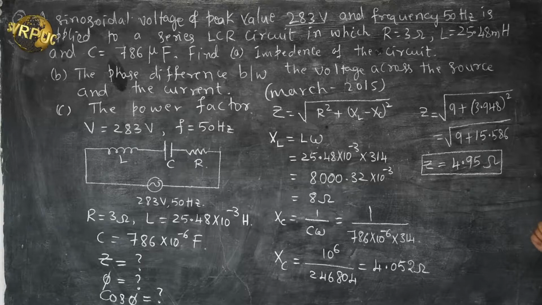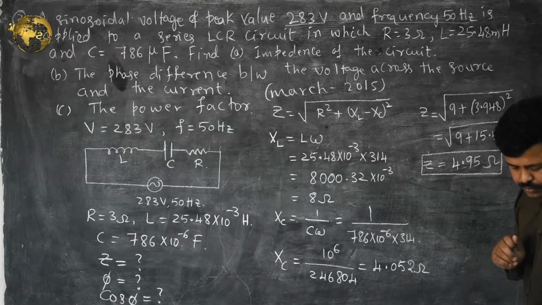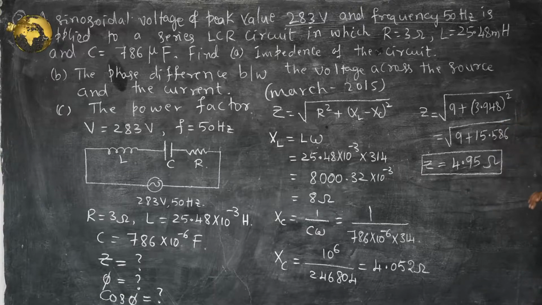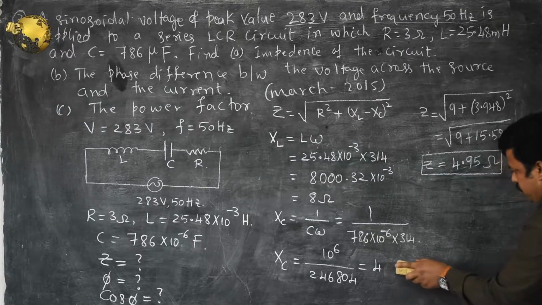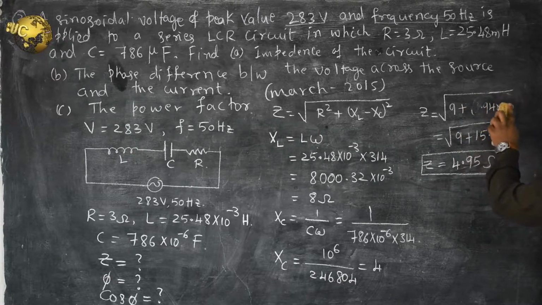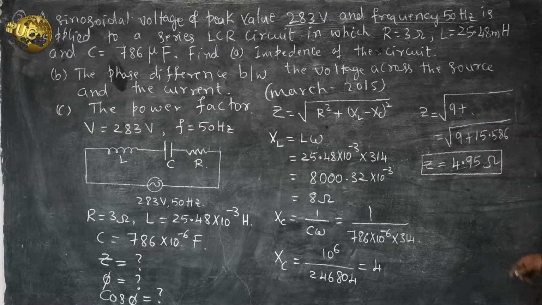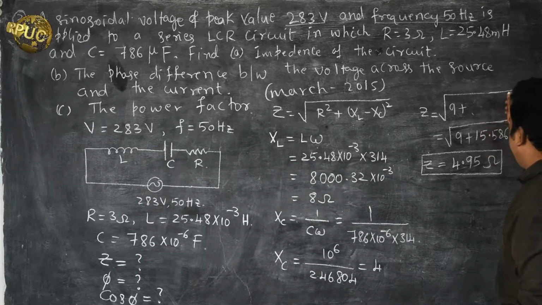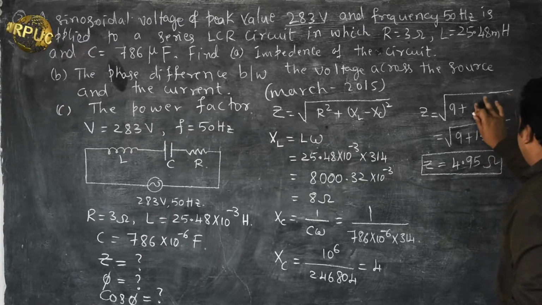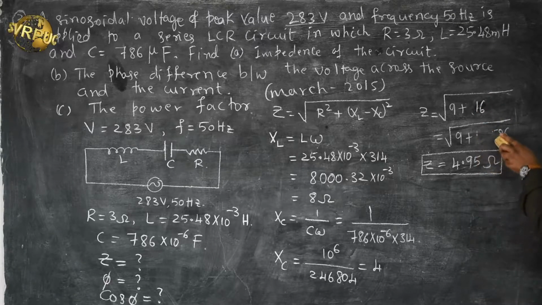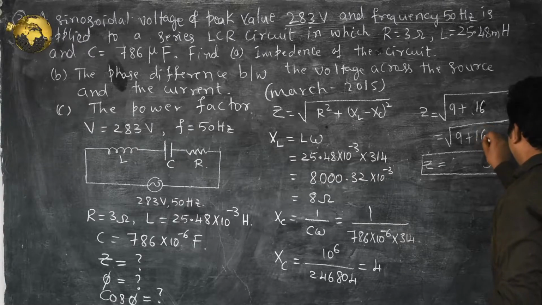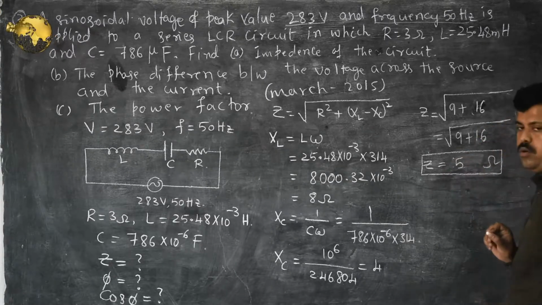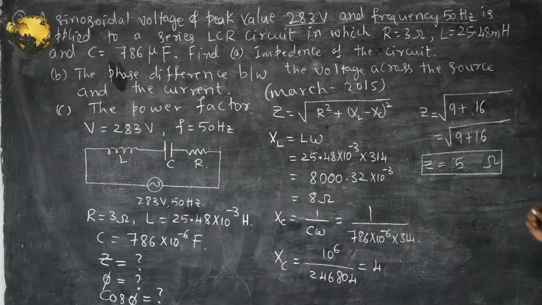One more thing, what we can do here is, instead of taking it as 3.948, you can reduce this value to approximately 4. So what happens? 8 minus 4 is going to be 4, and when you square it, 16. So this is going to be 25. And the final I can take it as 5 ohm. So let's proceed.